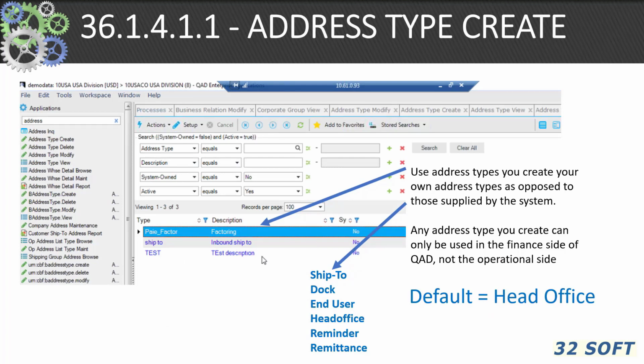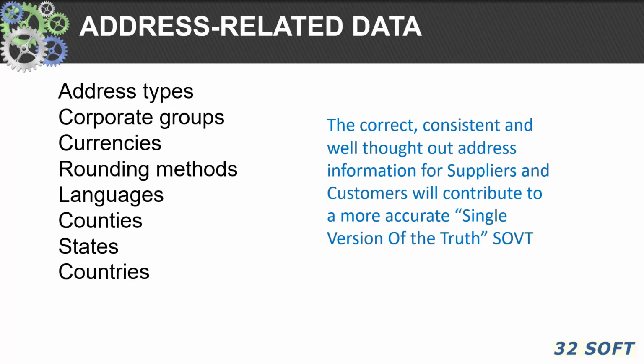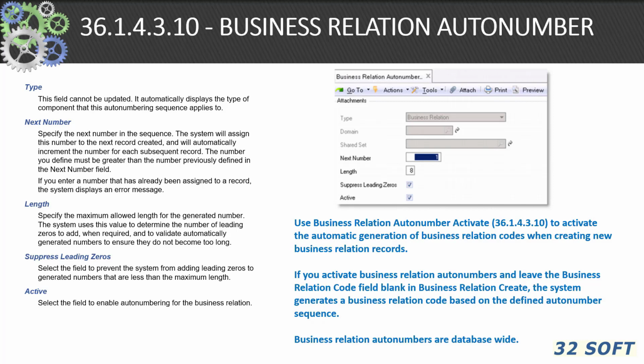So the 36.4.1.1 address type create. This is where you can create those particular address types. And again, the default is for head office. The correct and consistent and well thought out address information for suppliers, customers, and all business relationships can contribute to this more accurate, what we called SOVT last month, the single version of the truth.